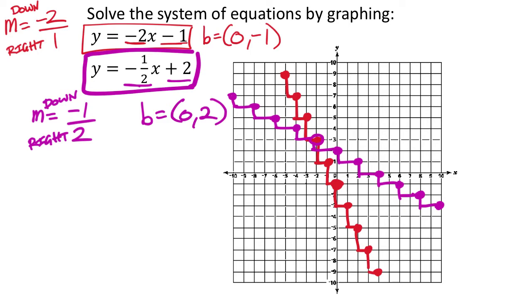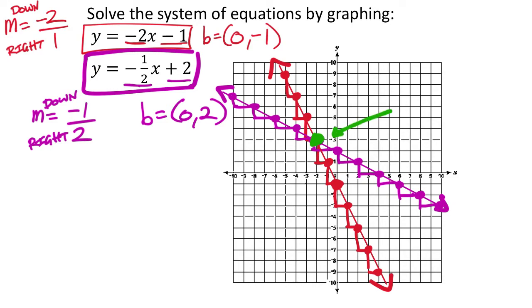So let's go ahead and put these 2 lines on the graph here. So there's the purple one. And now the red one. There we go. But again, the solution to the system is where the 2 lines intersect. That's this point right here.